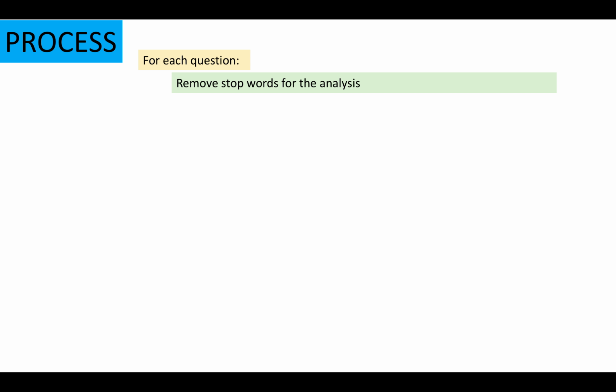The process we will go through in our analysis is that we will go to the open-ended questions one by one. For each question, we will do a number of things. One, we'll remove the stop words. Stop words, as you know, are those we use a lot in our communication, like about, is, are, my, his, whatever.